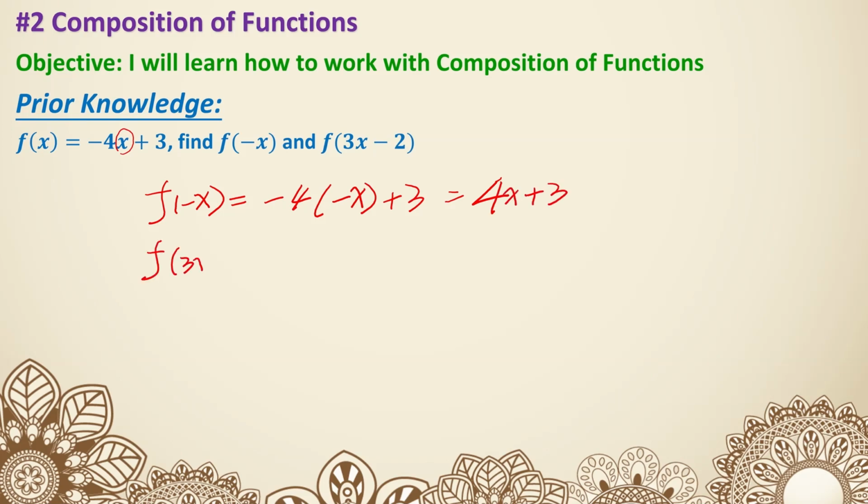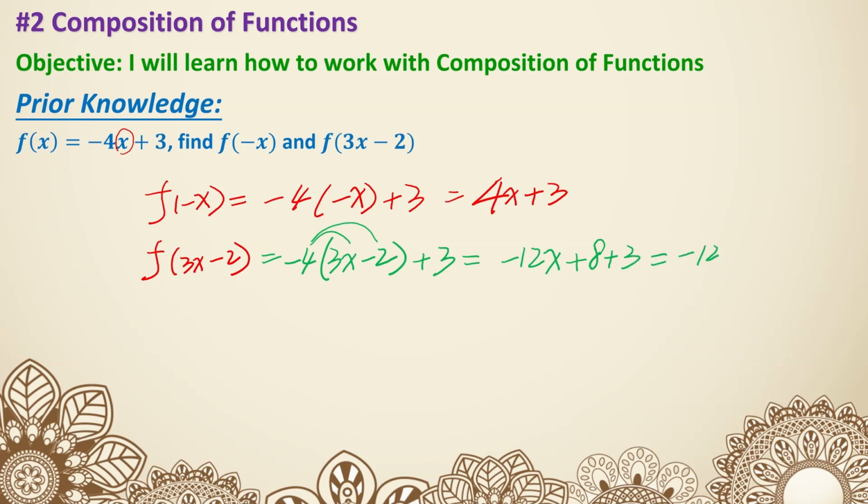Next, f of 3x minus 2. That means anywhere you see x, you're going to replace it with a 3x minus 2. So negative 4 stays in the front. You still have the plus 3 on the end. And since we're multiplying, we need to distribute. Negative 4 times 3x is a negative 12x. Negative 4 times negative 2 is a positive 8. Then a plus 3 on the end. So we have negative 12x plus 11. That's what we have learned in the last lesson.